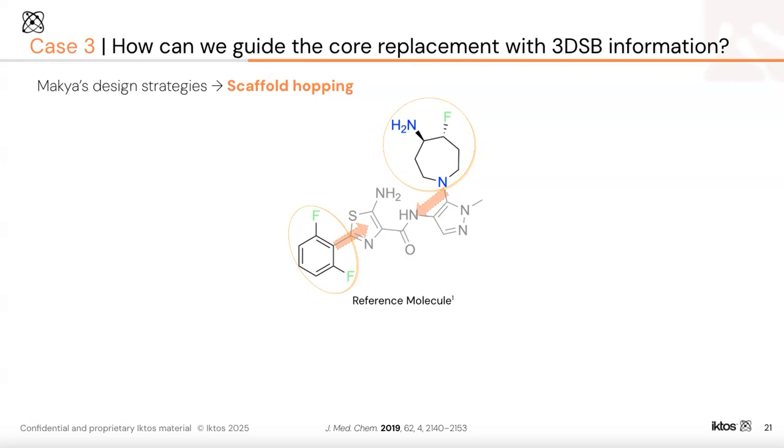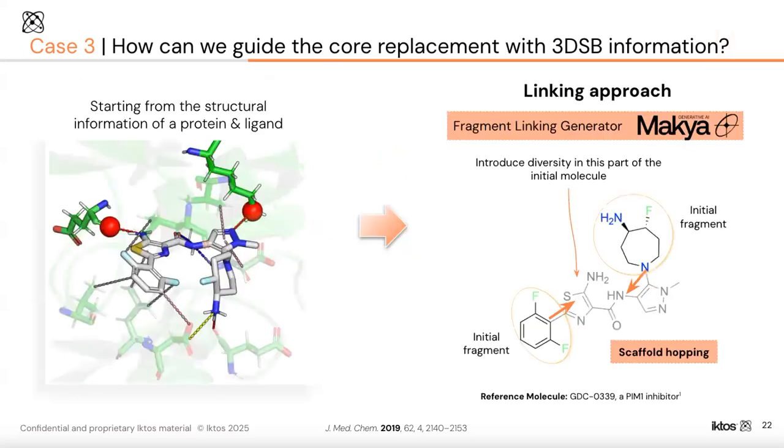Let's analyze our case number 3, where we explore how to guide core replacement using 3D structure-based information. Here, we look at scaffold hopping as a strategy, taking an existing molecule and replacing its core. We start from structural information, a resolved protein-ligand complex that gives us insight into which parts of the molecule are making critical interactions and where there's room to grow. In this case, the reference compound is a PIN1 inhibitor.